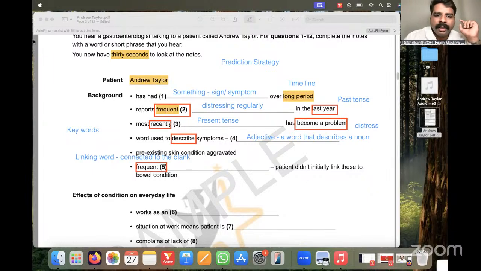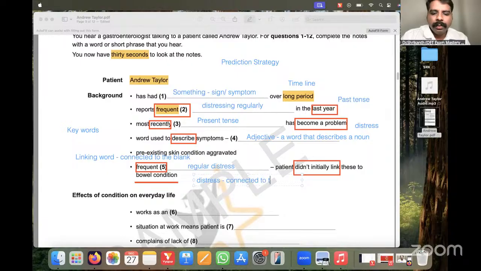So here also the patient is experiencing frequent, that is regular. So here also the patient is experiencing a regular distress, right? The patient is experiencing something that is distressing the patient, and this is something that happens regularly. And here you have a clue. So it is having extension information. The patient did not initially link. Okay, so here the patient did not initially link these two bowel conditions. So the answer over here is connected to the bowel. Okay, so this distress is connected to the bowel condition that the patient is experiencing.